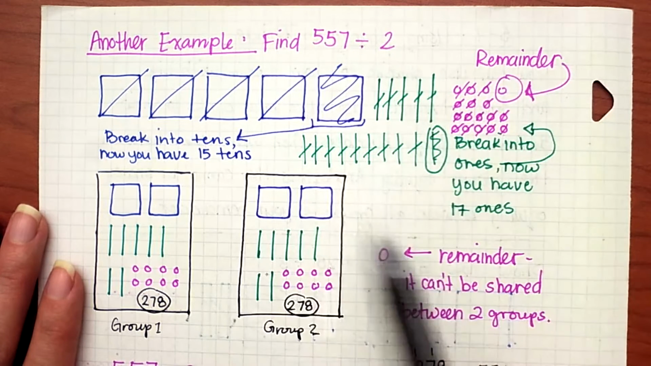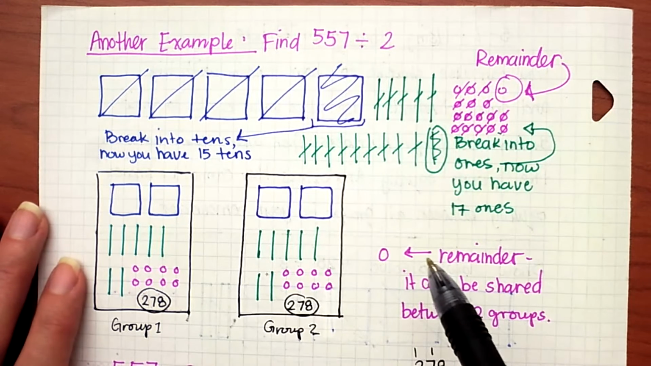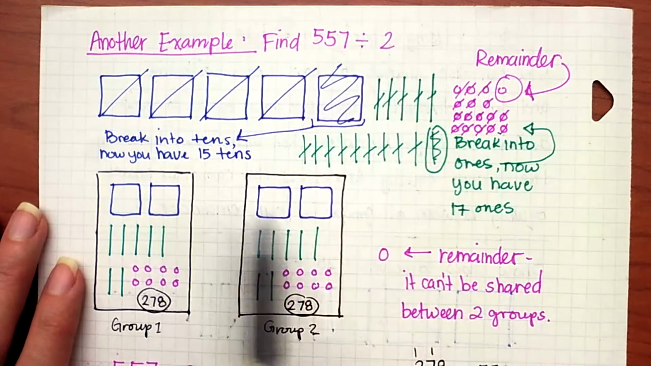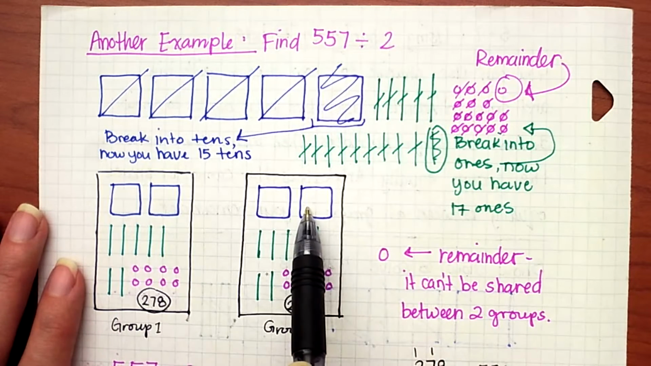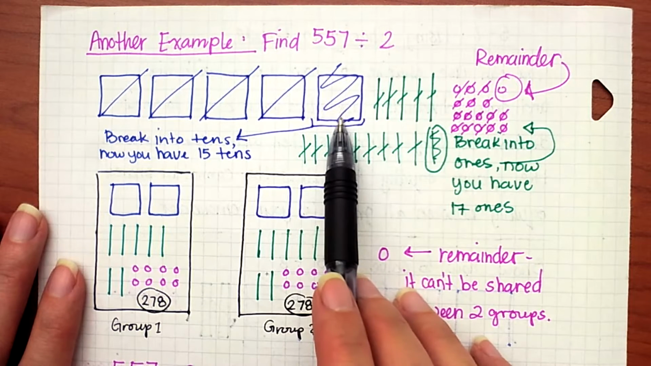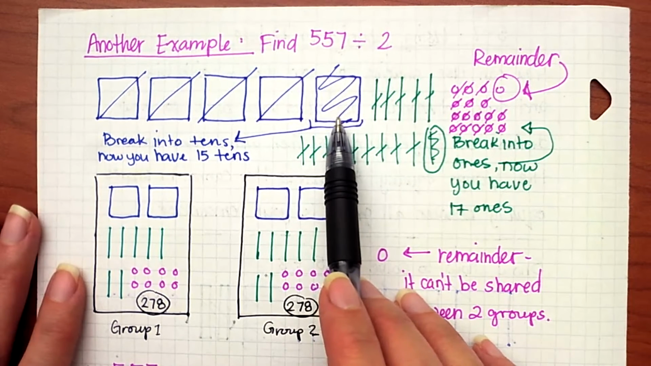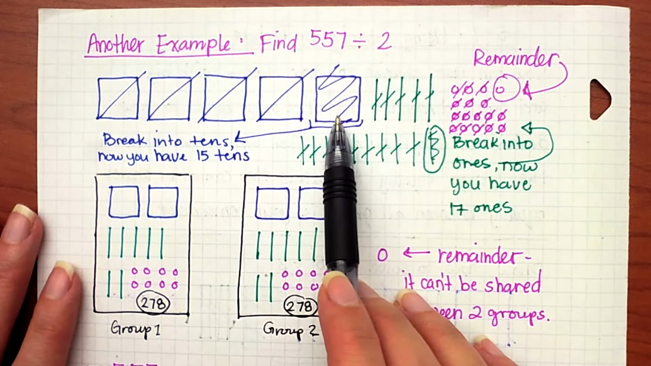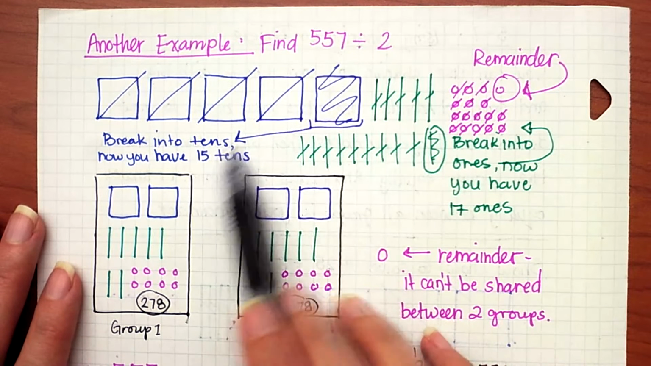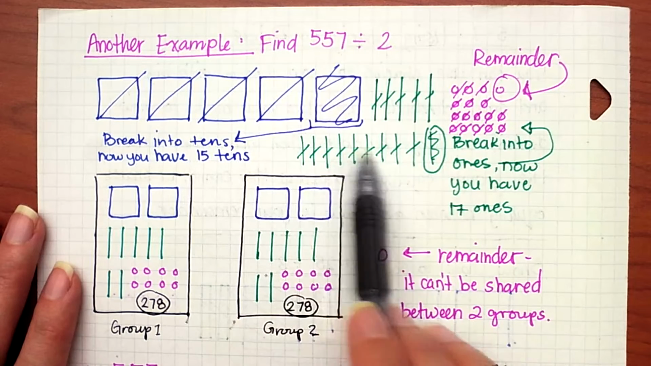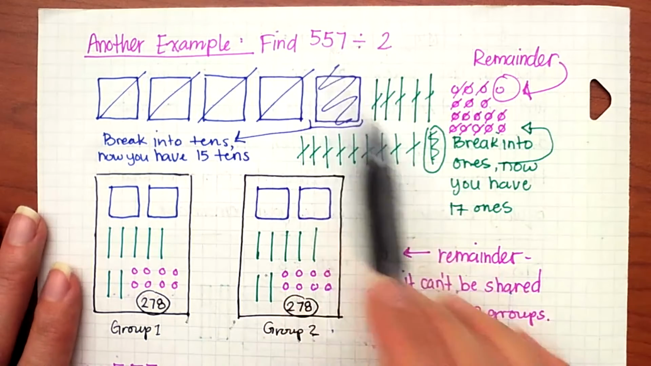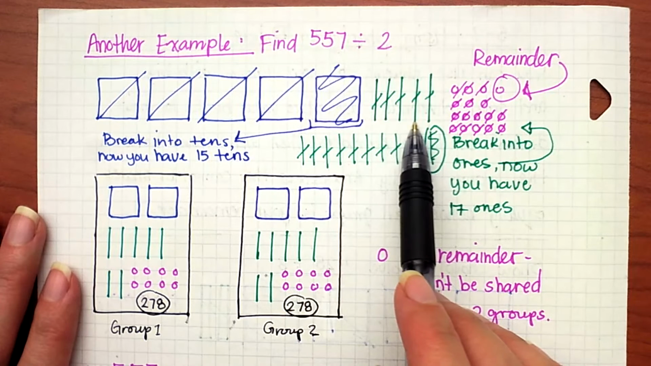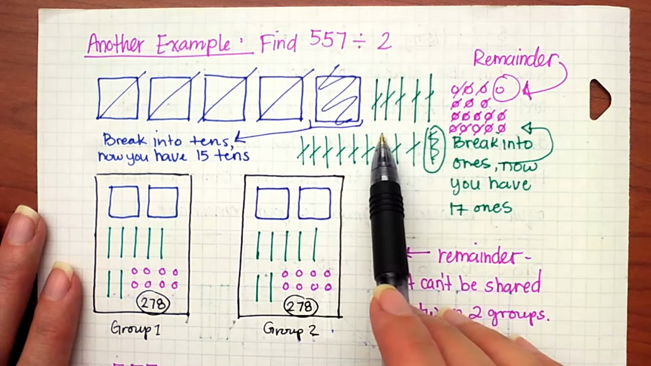Now let's walk through the process to show you what happened over here. If I'm breaking it into 2 equal groups, if I had 5 of them, I can put 2 here and 2 here. That's 4. But then I have this 100 left over. That's a problem because I can't share 100 flat between 2 equal groups. So I need to break that 100 flat into 10 groups of 10. Now I have 10 tens with the other 5 tens that I already had from before. So now I have 15 tens.